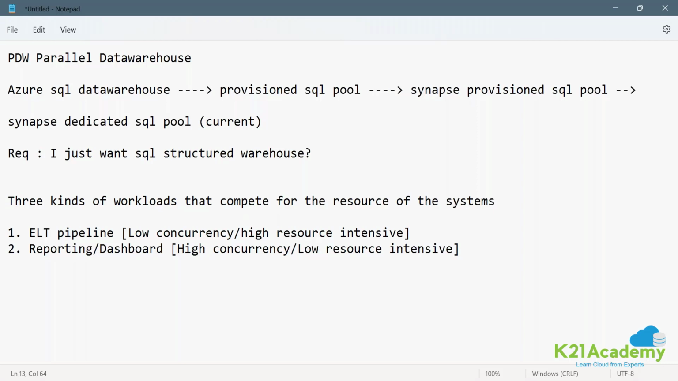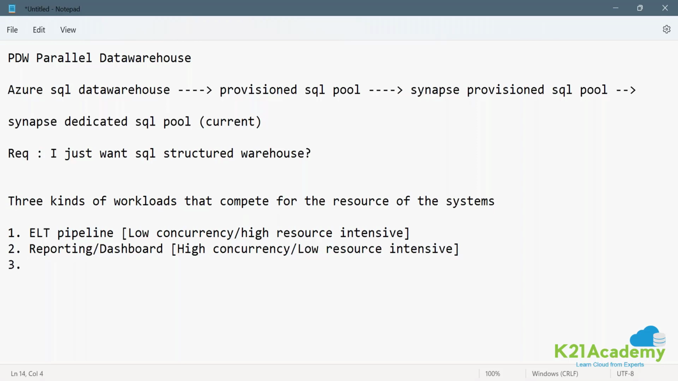You could do a lot of things to make it low resource intensive because the workload is pretty much known to you ahead of time. You have all your expertise at your disposal to performance tune them, and you can use statistics, indexes, partitioning, result set caching, materialized views, common table expressions, whatnot, in order to tune it. So it will be low in resource consumption, but high in concurrency.